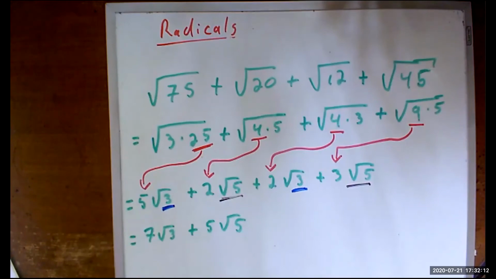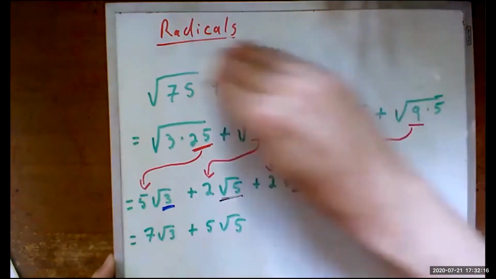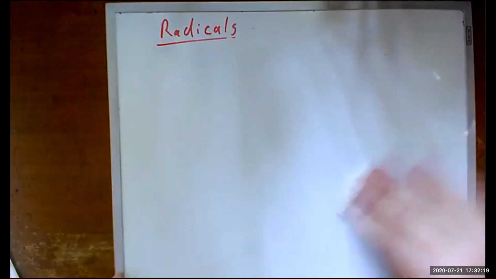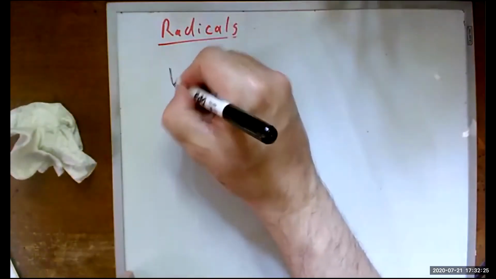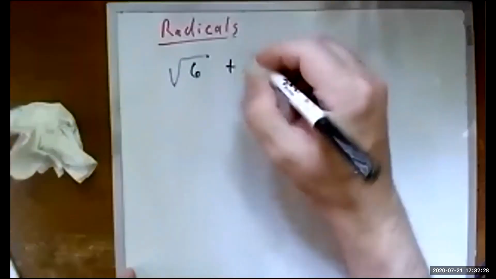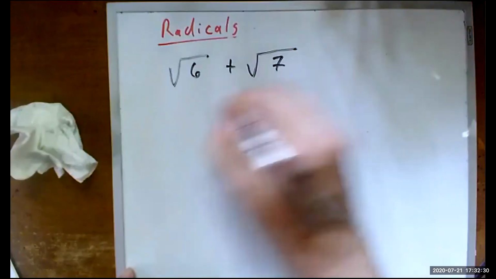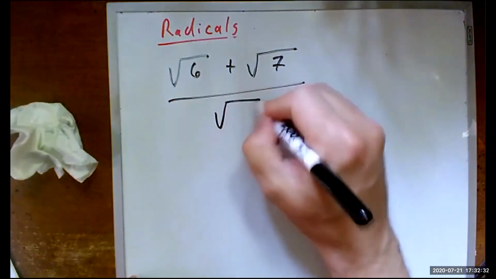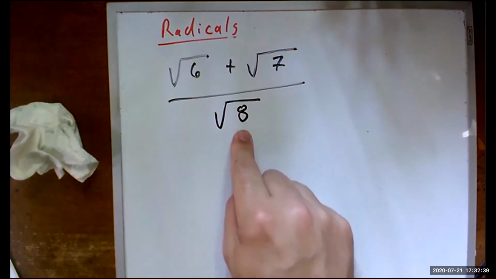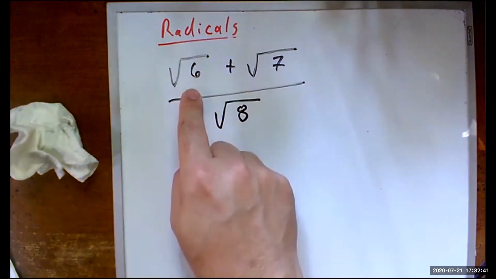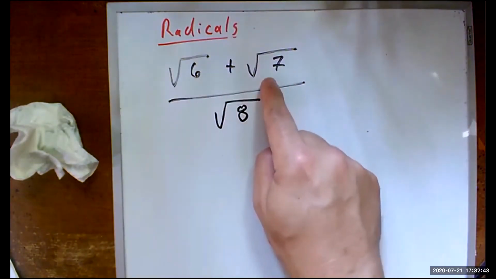One more worked example. Combining the two ideas, how do we rationalize the denominator, which is to say, how do we get rid of the radical on the denominator while still simplifying all of our radicals? And in this case, our question is going to read square root of 6 plus the square root of 7 all over square root of 8.